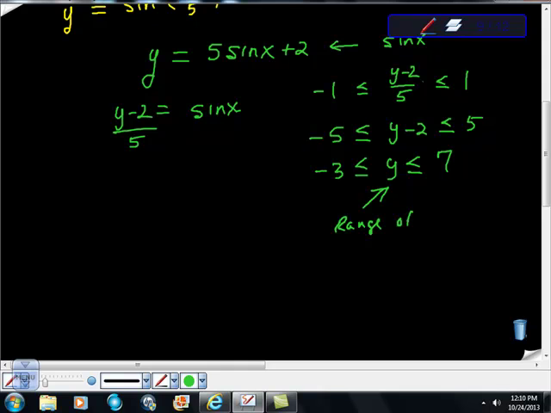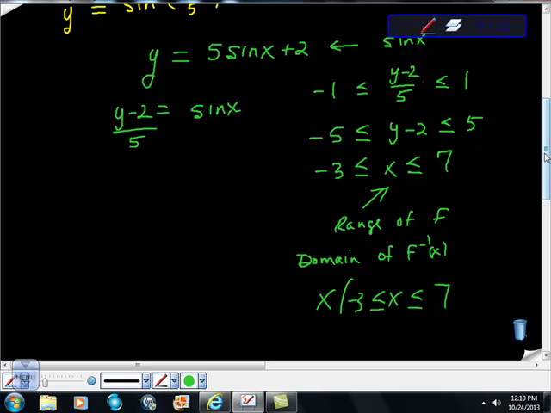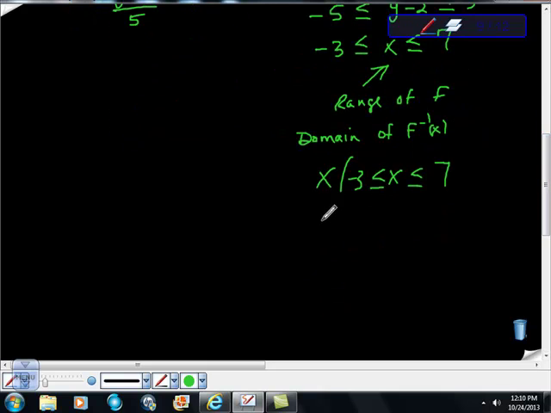Well, this is the range of f. But because we have an inverse, it becomes the domain of the inverse. So the domain here is not y, but x: x such that x is greater than or equal to negative 3 but less than or equal to 7. And of course, hopefully you have memorized that the range of the inverse sine will be from negative pi halves to pi halves. Otherwise, those sine values start to repeat.